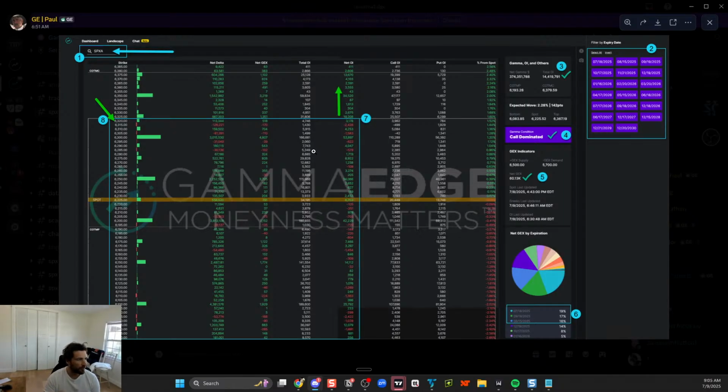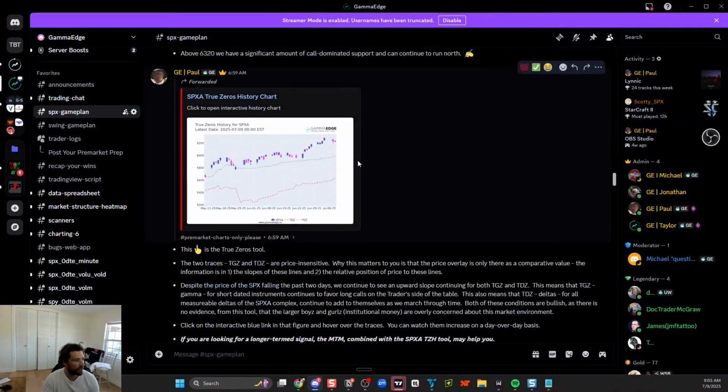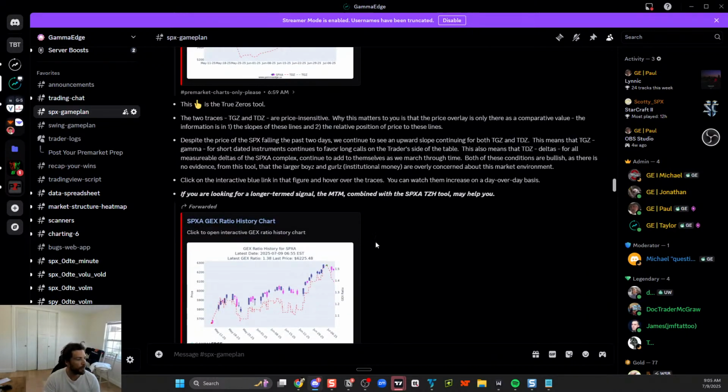So, quickly rifling through this, you can read the detail in the Discord, but it's a call-dominated environment. So that's good to see. Net good to see. The true zeros, these are trending higher. Again, a good sign to see. It means that the market is generally more bullish. Calls are generally more dominant than puts here.